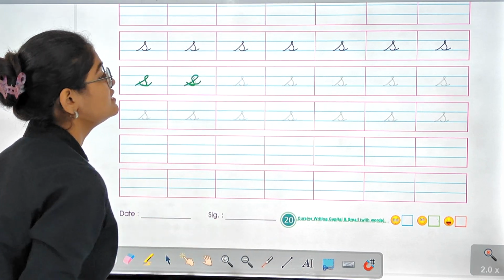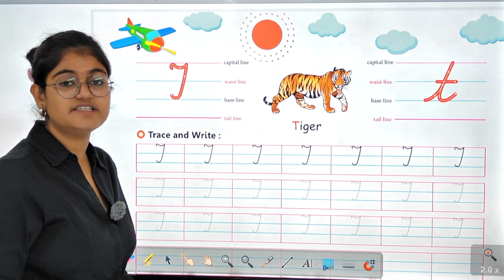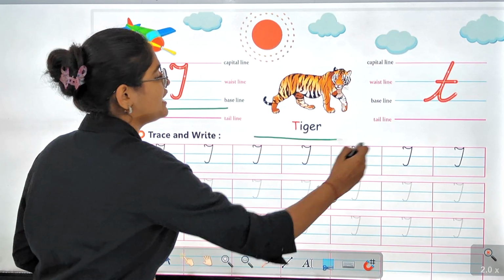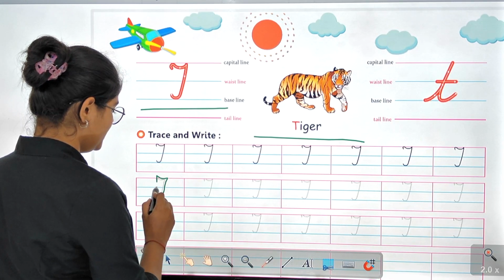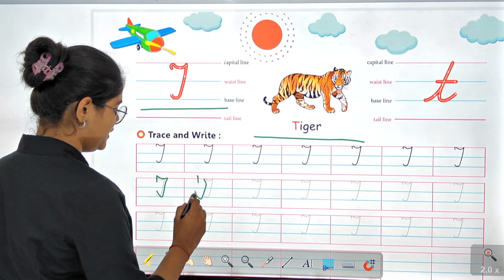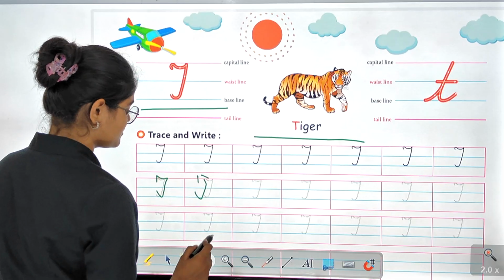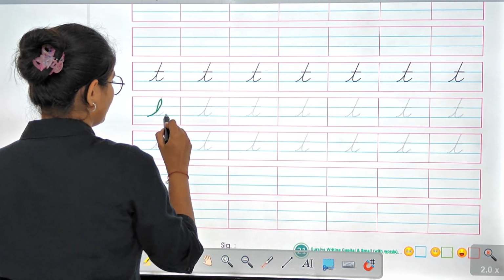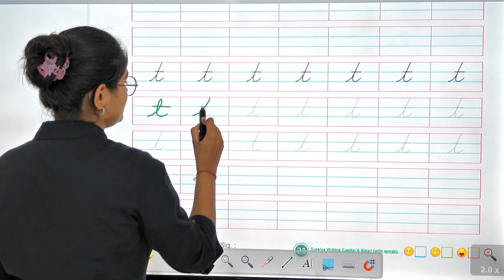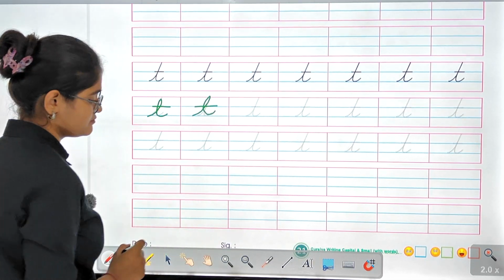After that, the next letter is T for tiger. So let's see how to make T for tiger. Moving to the small one. T for tiger.